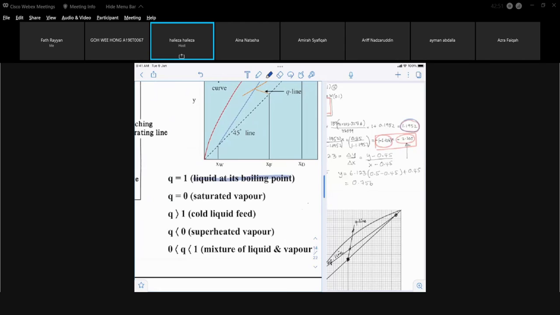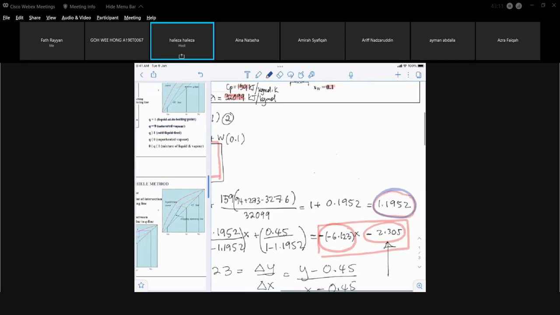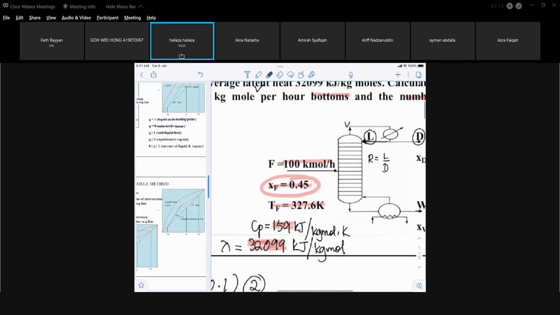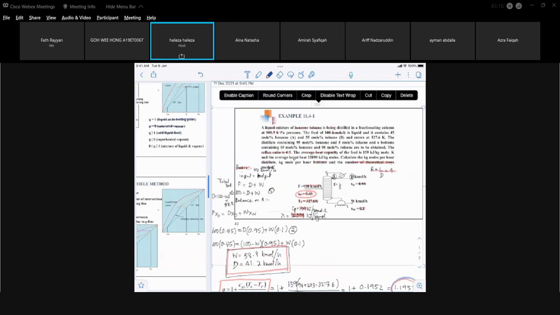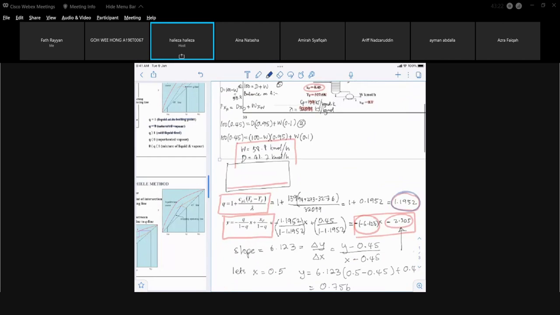And when is it equal to 0? When you have a saturated vapor and it is completely vapor, then your Q is equal to 0. For the rest, when your Q is greater than 1, that means you have a cold feed. For our example here, the boiling point of our feed, we have calculated it before this. Let me try to show you how it moves. That equation is now moved. Where is the boiling point of the feed? This is the boiling point of the feed.